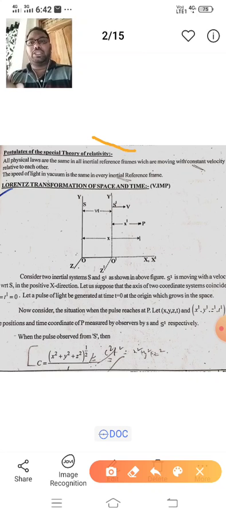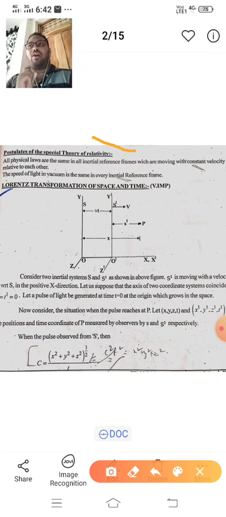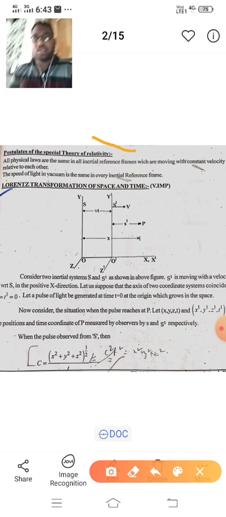The first point is that all physical laws are invariant in all inertial frames which are moving with a constant velocity. And the second one is that the speed of light in a vacuum is the same in all inertial reference frames. So these are the postulates of the special theory of relativity.